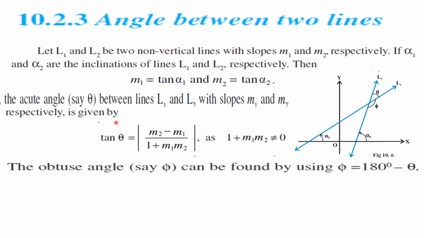Okay, my children, the angle between the two lines with the slopes M1 and M2 is the acute angle. Then the obtuse angle can be found by using this formula, phi is equal to 180 degrees minus theta. The first formula finds the acute angle between the two lines. If you want to find the obtuse angle between the two lines, we use this formula. After finding the acute angle between the two lines, we find 180 degrees minus that acute angle. Then we get this obtuse angle. Understood this point, my children?